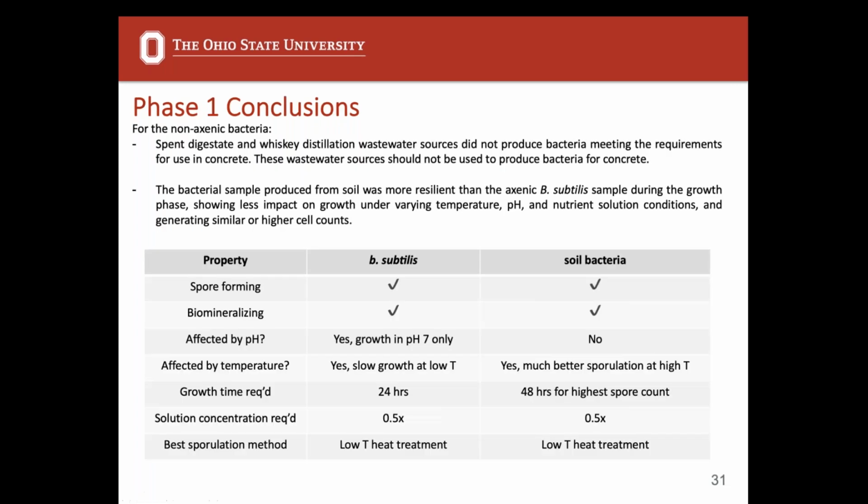Right, so our conclusions from the first phase of the work: we are able to generate a non-pathogenic bacteria species that is capable of biomineralizing and forming spores. And so far, it looks like the soil is actually performing a lot better than that pure phase material.